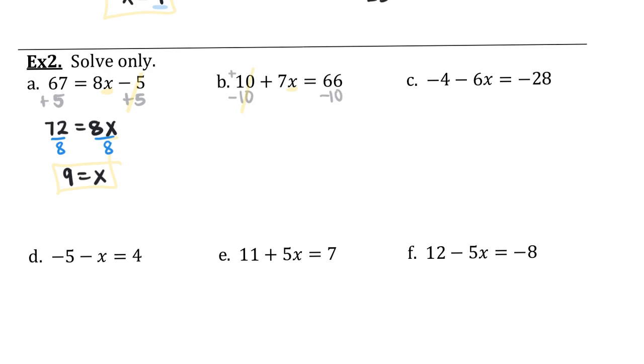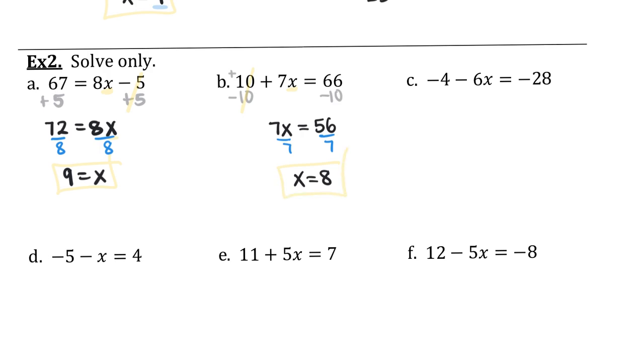I'm going to bring down the positive 7x. You don't have to write the positive, but that positive belongs to the 7. And 66 minus 10 is 56. Since it's 7 times x, I divide by 7. I got x equals 8. If you write 8 equals x, that's the same thing.